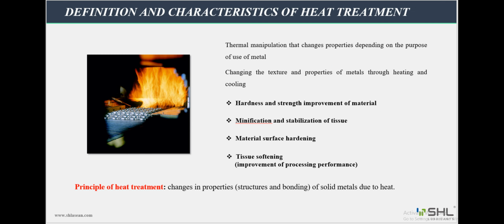Let's learn the first part, definition and characteristics of heat treatment. Heat treatment is a process that uses heat to change properties depending on the purpose of use of metal. The structural change occurs through rapid heating and then cooling. The main heat treatment process characteristics include hardness and strength improvement of material, minification and stabilization of tissue, material surface hardening, and tissue softening, improvement of processing performance. Principle of heat treatment is changes in structures and bonding of solid metals due to heat.